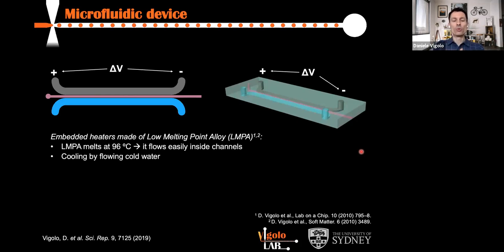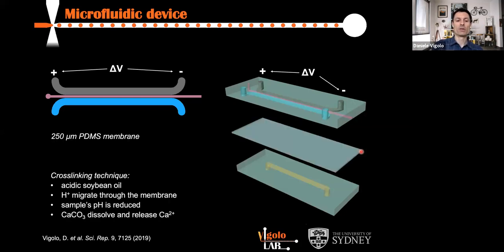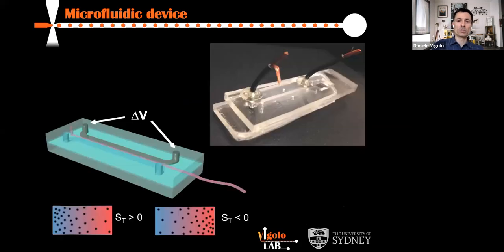Now, once we reach the desired gradient across the sample, bear in mind at this stage that the sample is still in liquid form. So we have all the time we want to create the gradient we require. We can then cross-link. The way we cross-link this is by reducing the pH in the sample, dissolving the calcium carbonate nanoparticles, and releasing calcium ions that will complete the cross-link process. And we do that through a small membrane in the microfluidic chip. So this is the final result. Obviously, the schematic looks much better than the reality, but the reality works.